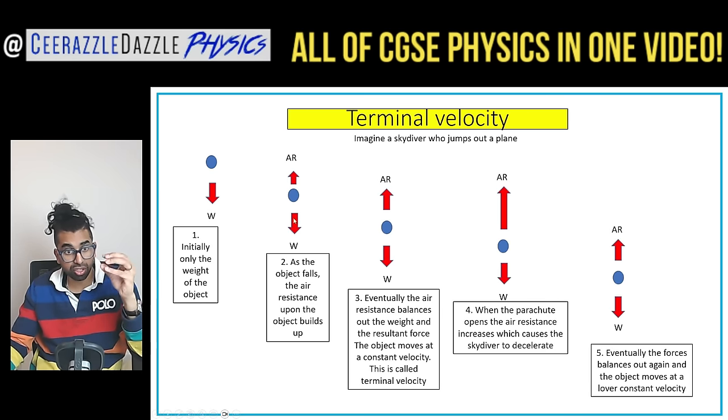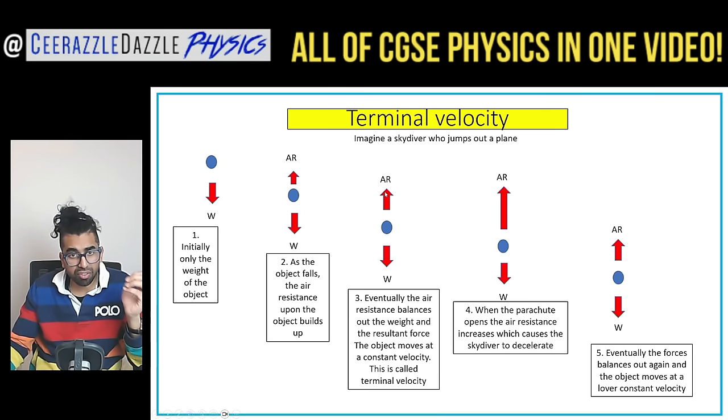So the acceleration starts to reduce. It's still moving downwards, then eventually the air resistance balances out the weight. So when the two forces are balanced, the object will no longer accelerate, it will move off at a constant velocity. And the final velocity it reached is called the terminal velocity, because it's the final velocity it reached over here.